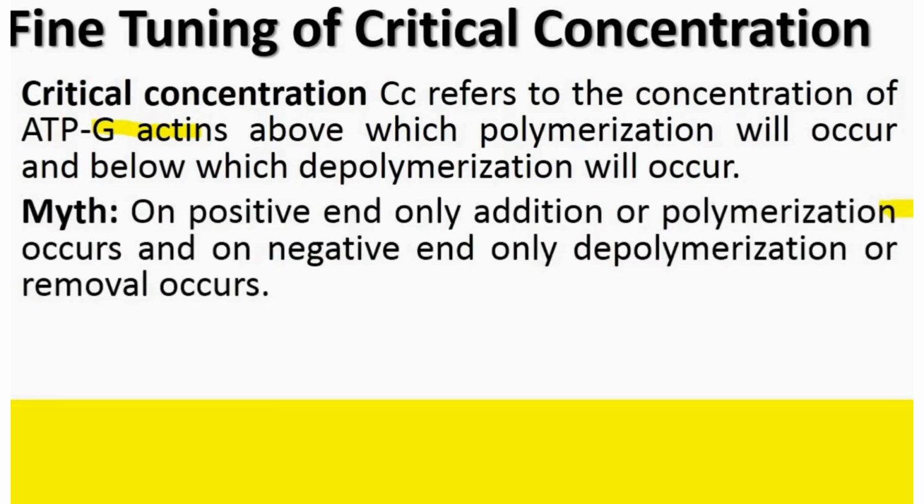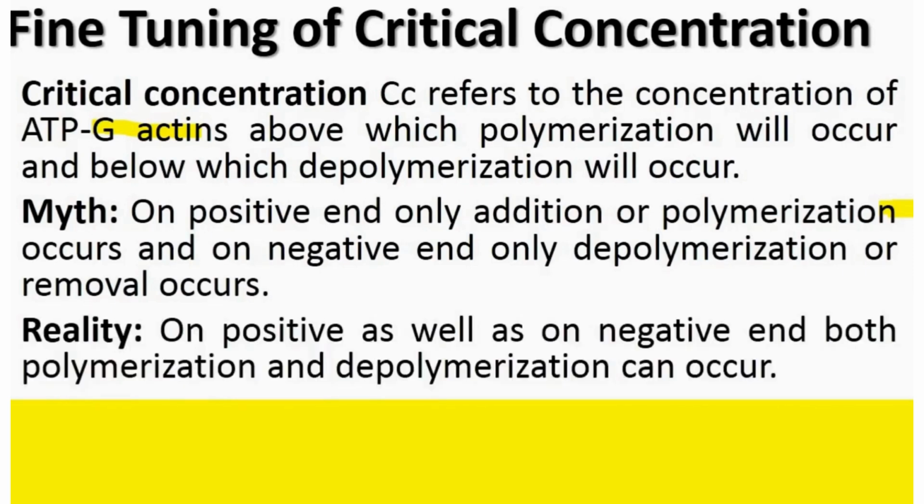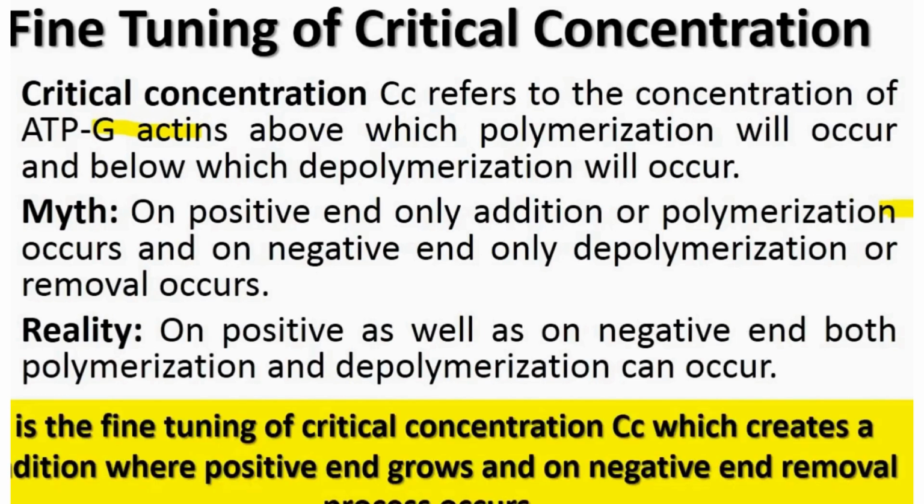So one of the common myths that most students have after reading textbooks, based on the treadmilling experiment, is that on the positive end only addition occurs, that is polymerization, and on the negative end depolymerization or removal occurs. However, the reality is that on the positive as well as the negative end, both polymerization and depolymerization can occur, and it is the fine tuning of the critical concentration which creates a condition where the positive end grows and the negative end removes, or the removal process happens.